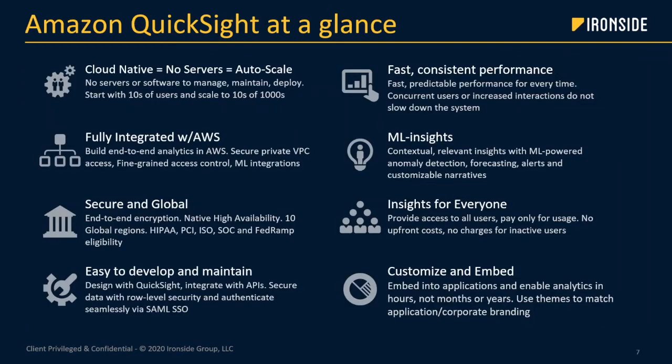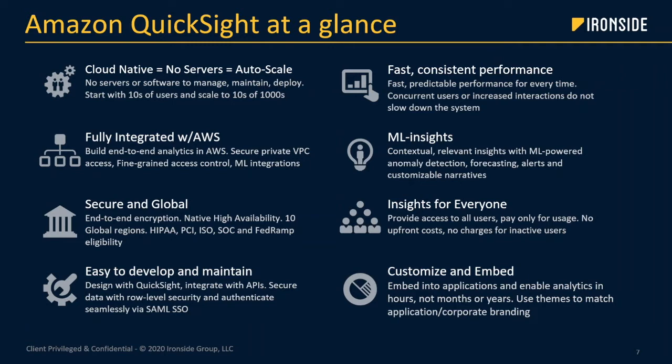So, a quick overview of Amazon QuickSight. First and foremost, with QuickSight, there are no servers or software to manage, maintain, or deploy. You can scale to tens of thousands of users with no infrastructure management at all. This offers you peace of mind despite increasing data volumes, data complexity, analytics complexity, and user scale.